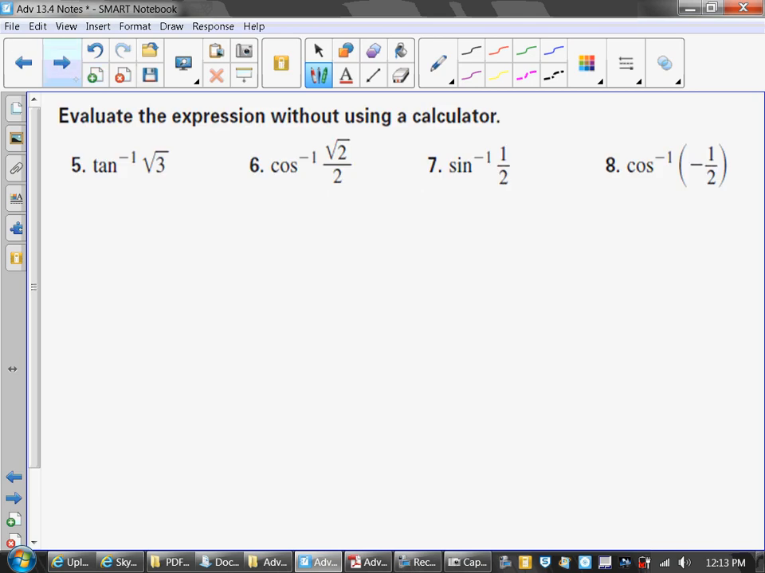Are we going to use this way? Are we using like a note card? No. There's calculator, non-calculator part. There's so much to remember.